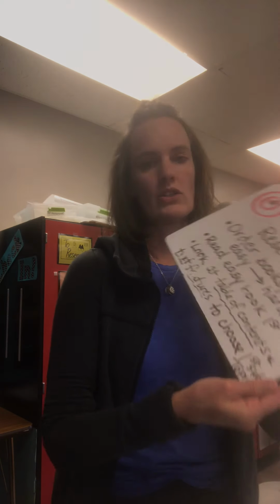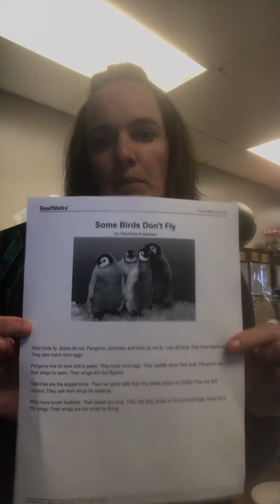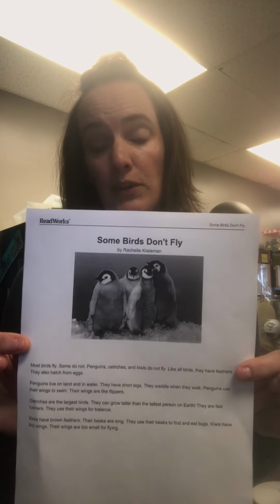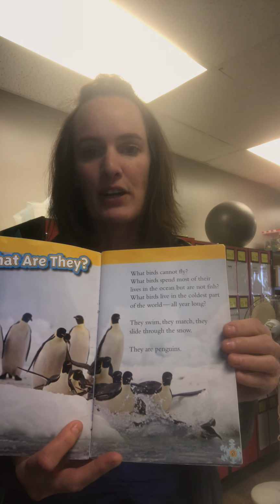Okay, so now I've got them ordered. So what's the next thing I need to do? I'm going to look at the easiest book. Now this one doesn't have a table of contents, so it's not super helpful for what I want to do next, because what I want to do next is look at the table of contents and start to see which subtopics I'm seeing in all my different penguin books. I've got to pick that up.